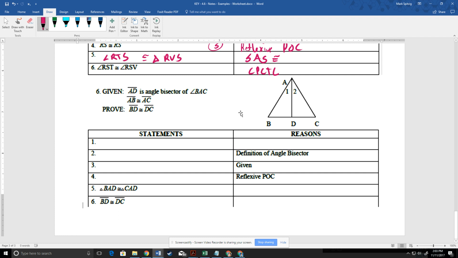So prove the triangles congruent, always a safe bet. And then after that, you're allowed to use CPCTC because we know the triangles are congruent.